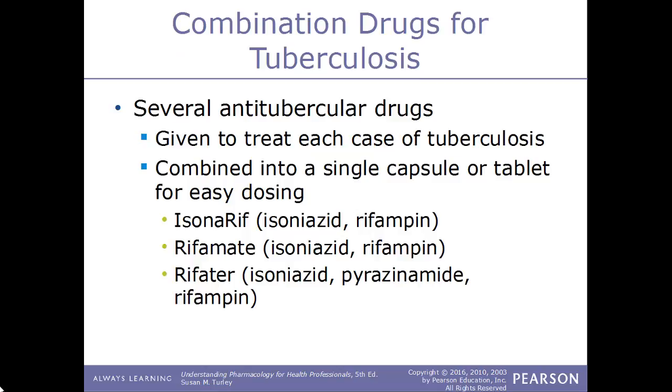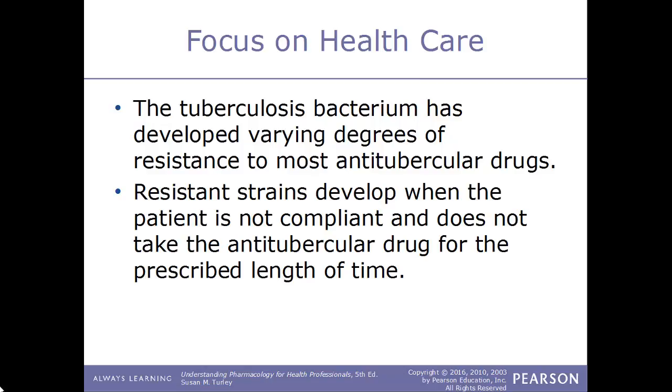There are also several types of combination drugs that are used to treat TB. This is given to treat each case of tuberculosis. And these are combined into a single capsule or a single tablet for easy dosing. And some examples of a combination drug that would help treat TB would include IsonaRif, which is a combination of isoniazid and rifampin; Rifamate, which is a combination of isoniazid and rifampin; also Rifater, which is a combination of isoniazid, rifampin, and also pyrazinamide.